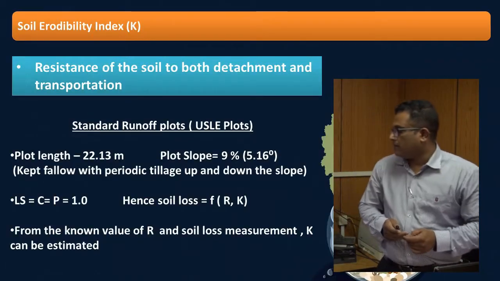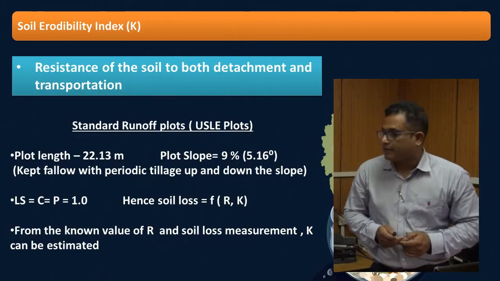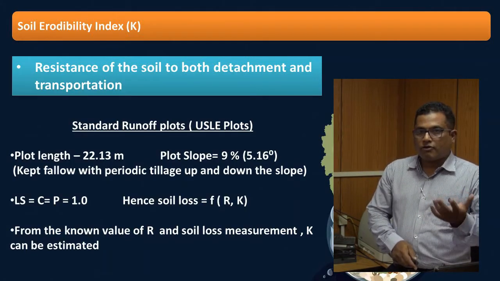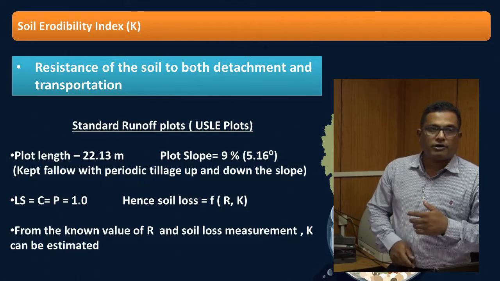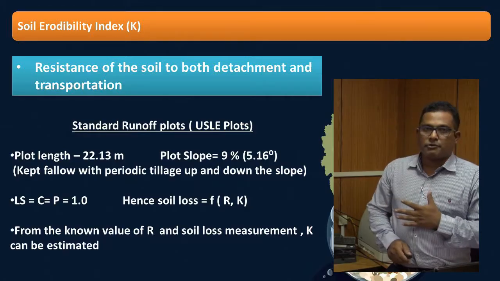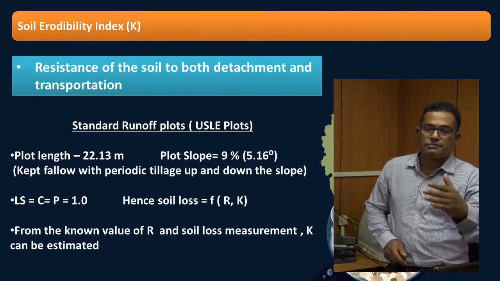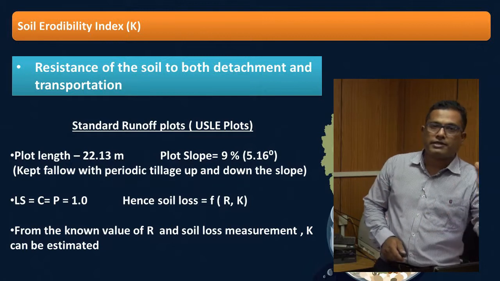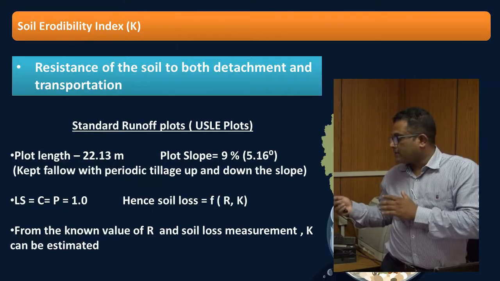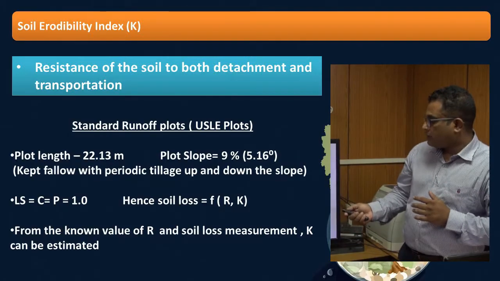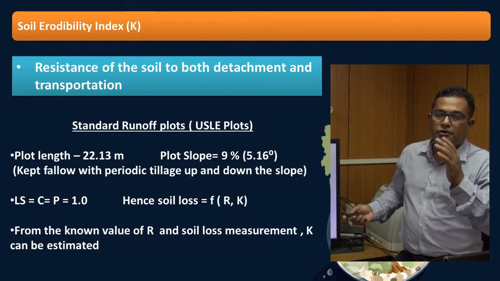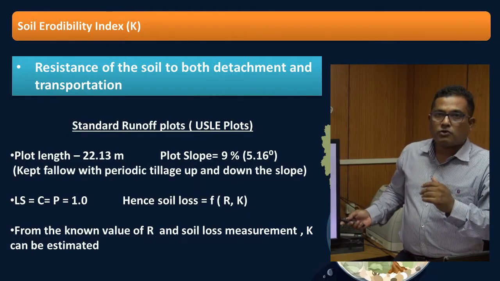Second is the soil erodibility index, or the K. We have already discussed this, it is the resistance which is offered by the soil parent body to both detachment and transportation. What is soil erosion? Detachment, transportation and deposition of soil particles from one place to another. So here, this is the resistance offered by soil to resist the impact of rainfall erosivity.